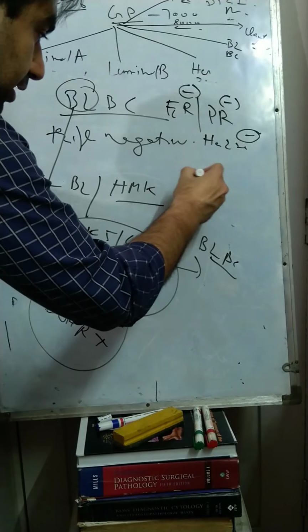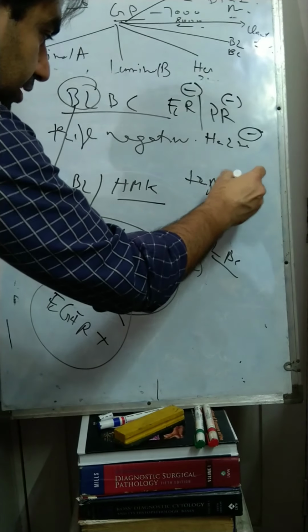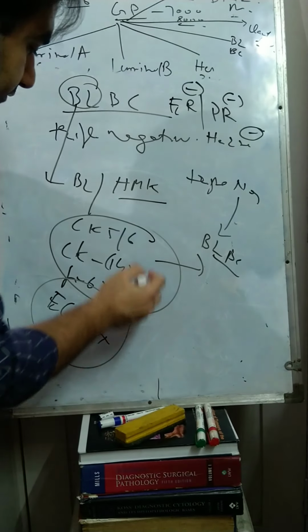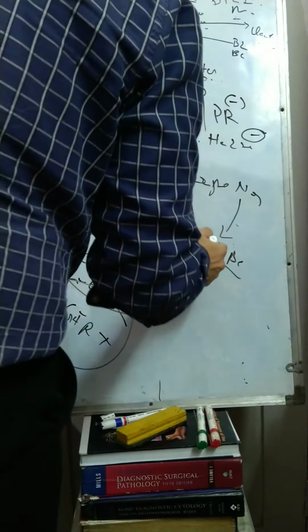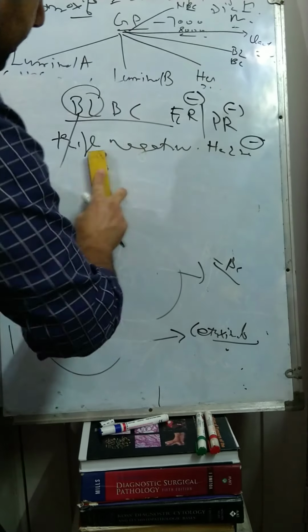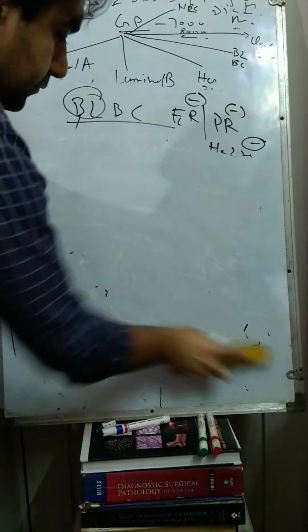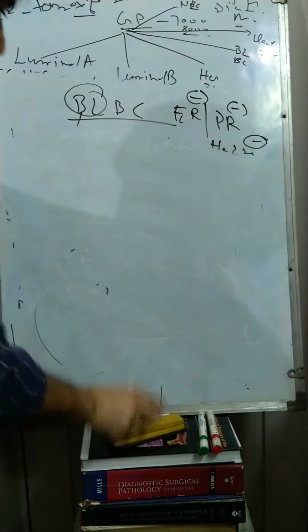Mind you, triple negative, as I explained, is not synonymous with basal-like. Only if these markers are positive, we call it basal-like breast carcinoma. Again, EGFR therapy can be offered, cetuximab can be offered, as I explained in my previous lectures. Okay, so we have done high molecular weight keratins and we call it basal-like.